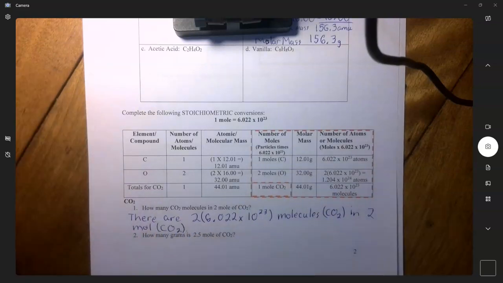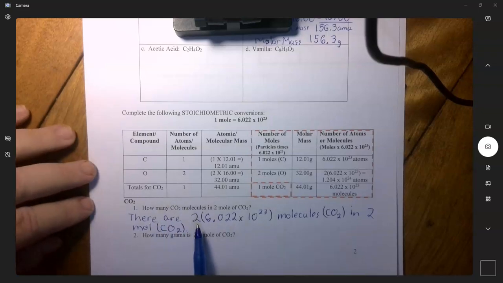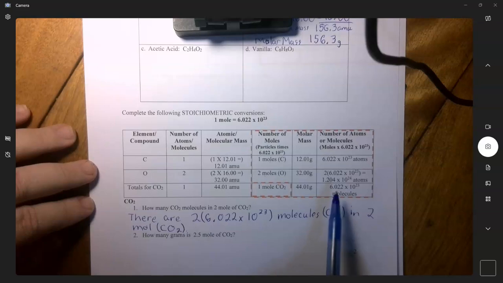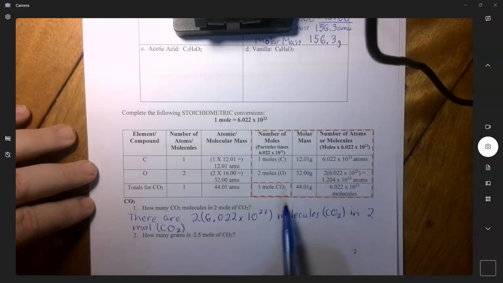Okay, a couple things I want you to notice about how I wrote this out. I say there are, in 2 moles of CO2, there are 2 times a mole number, that mole number. Now, only when you're dealing with atoms and molecules over here in this column, I'm not going to ask you to actually multiply it out. If you did, you would get 1.204. We don't care about that. Okay, now the others I do want you to multiply out and get an answer.